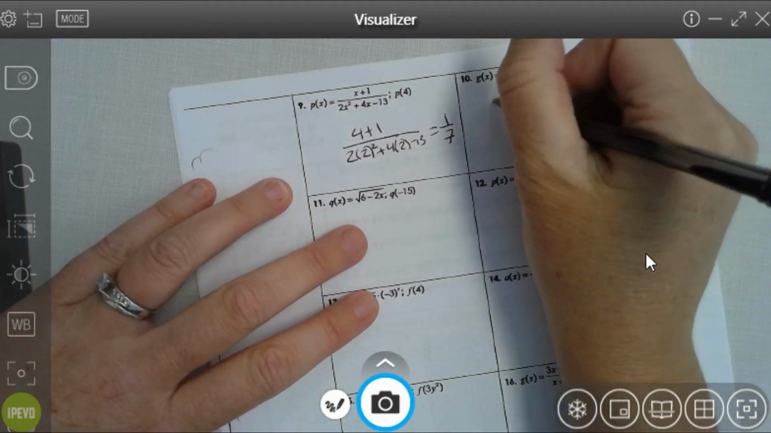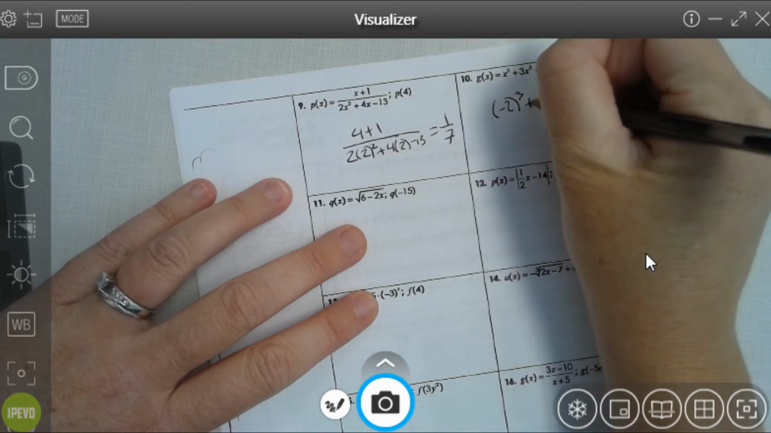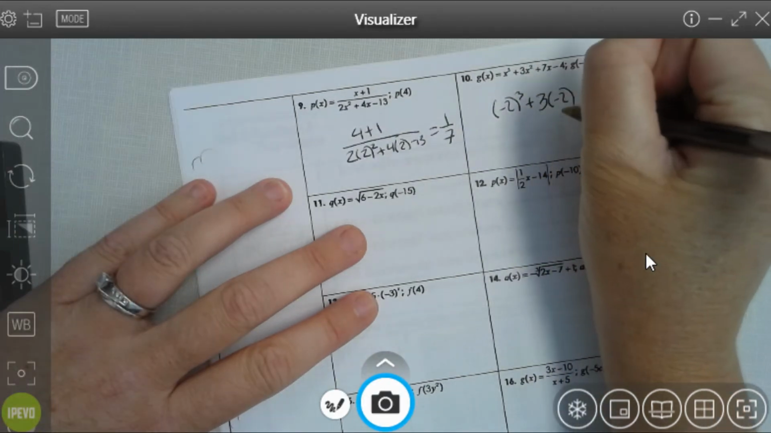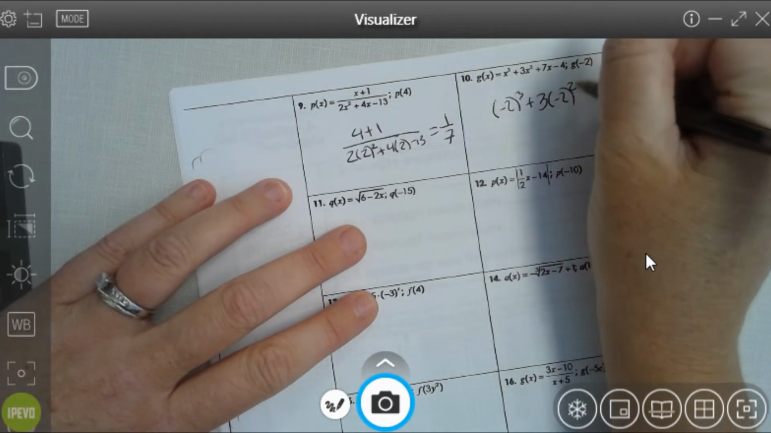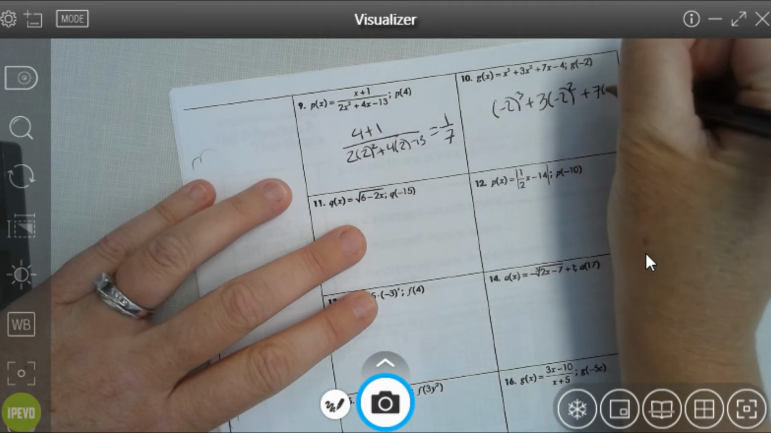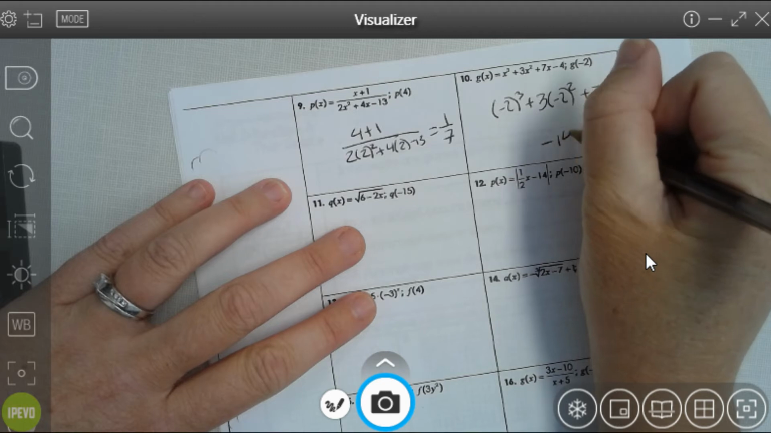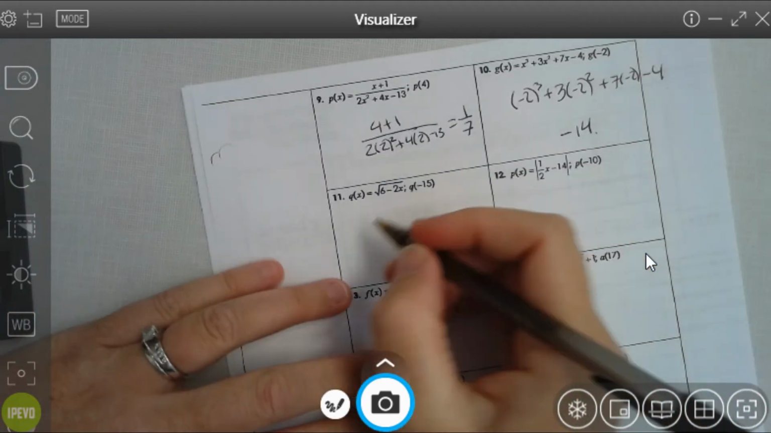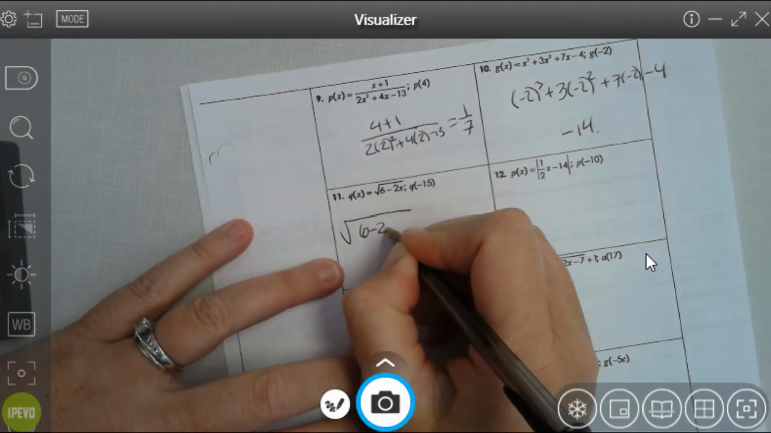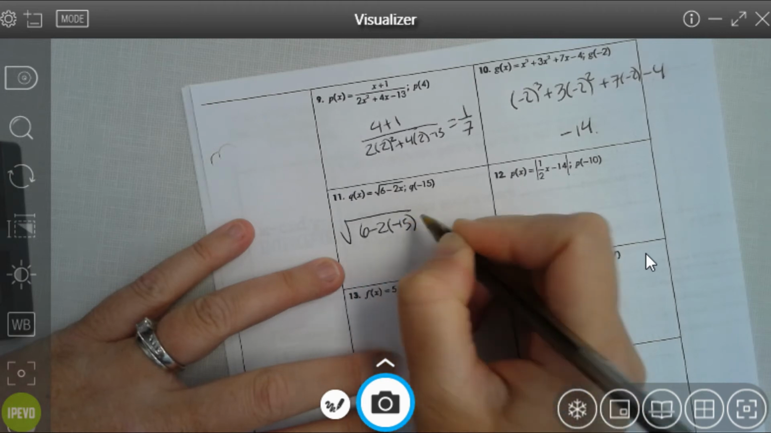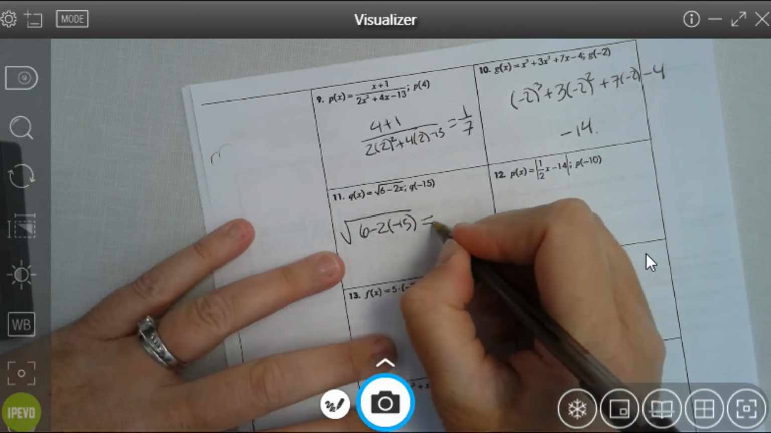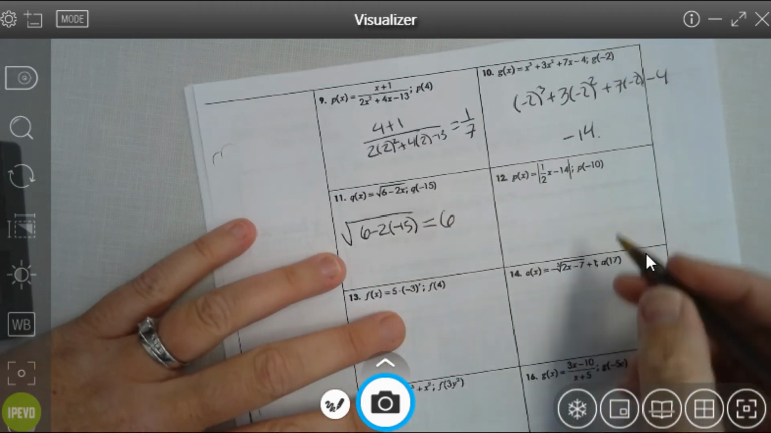Plug in negative 2. So this one, when you plug in your calculator, make sure you put a parenthesis right here, because if you try to square a negative without a parenthesis, the calculator gives you the wrong answer. So that should just be typed in your calculator. You get negative 14. This one right here, we get square root of 6 minus 2 times negative 15. So that would be 36. Square root of 36 is 6.